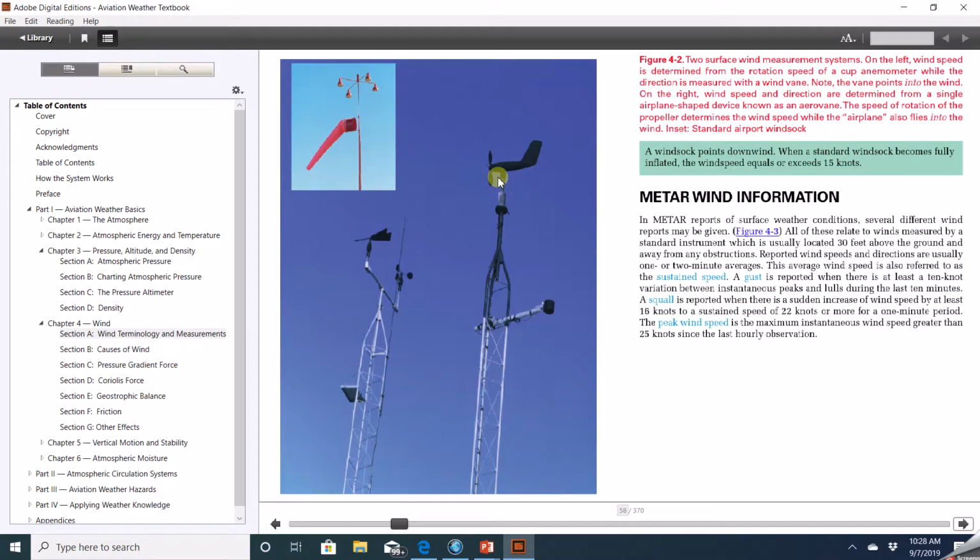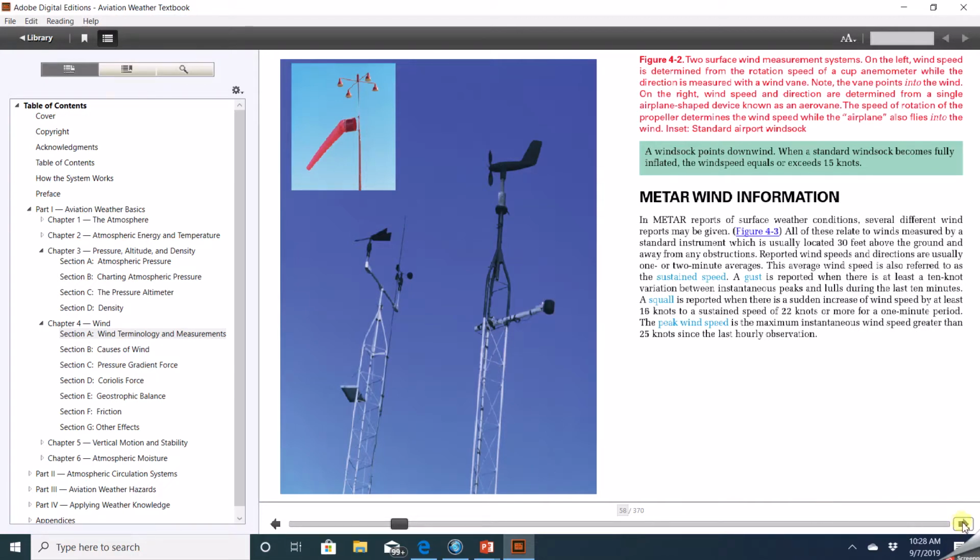So when you're looking at an observation and you see the wind, what you're getting is an average wind speed and an average wind direction. Then there's a gust. A gust is reported if there's at least a 10-knot variation between the instantaneous peaks and lulls during the last 10 minutes. In other words, you're looking at how the wind changed during that time. Were there extra winds at some time? They're only reported if there's a 10-knot difference, which is pretty significant. If you're flying an aircraft, it might be something you want to look at.